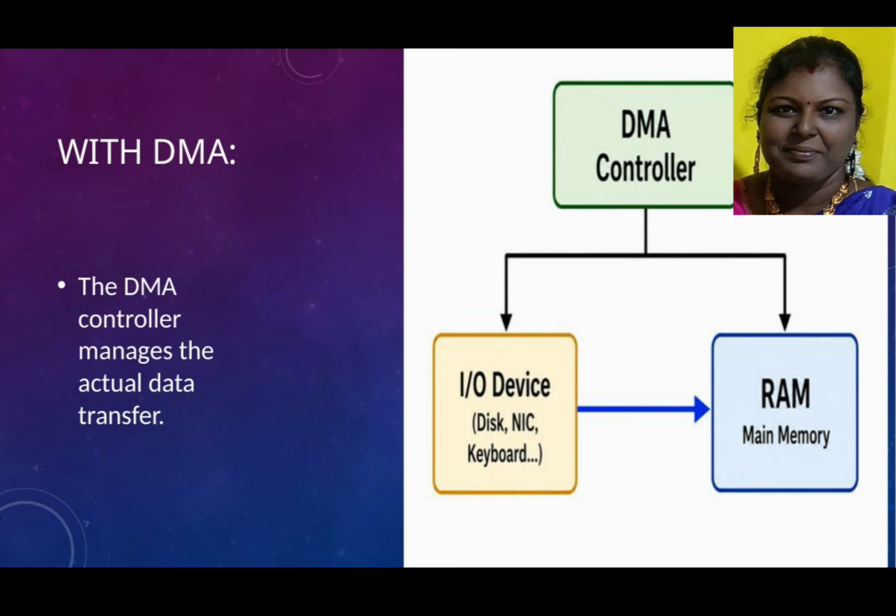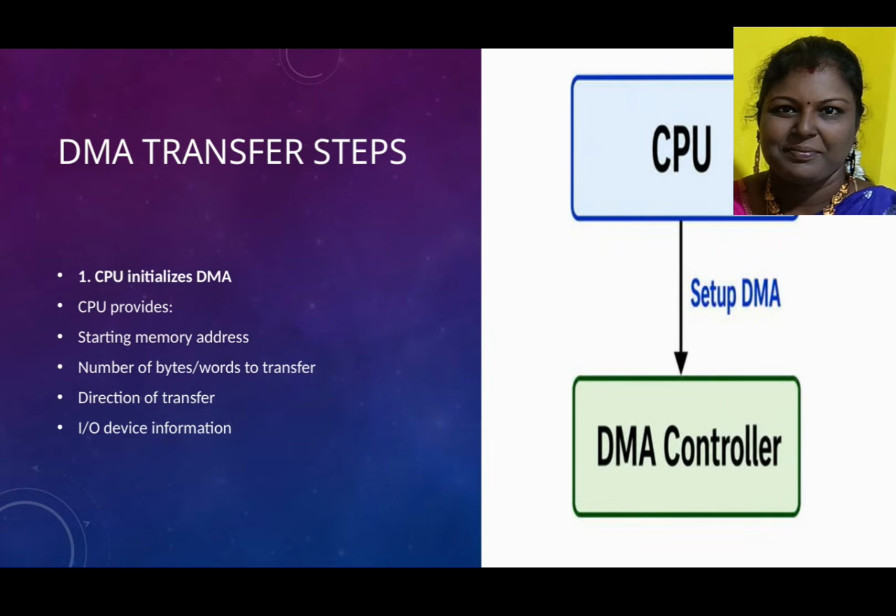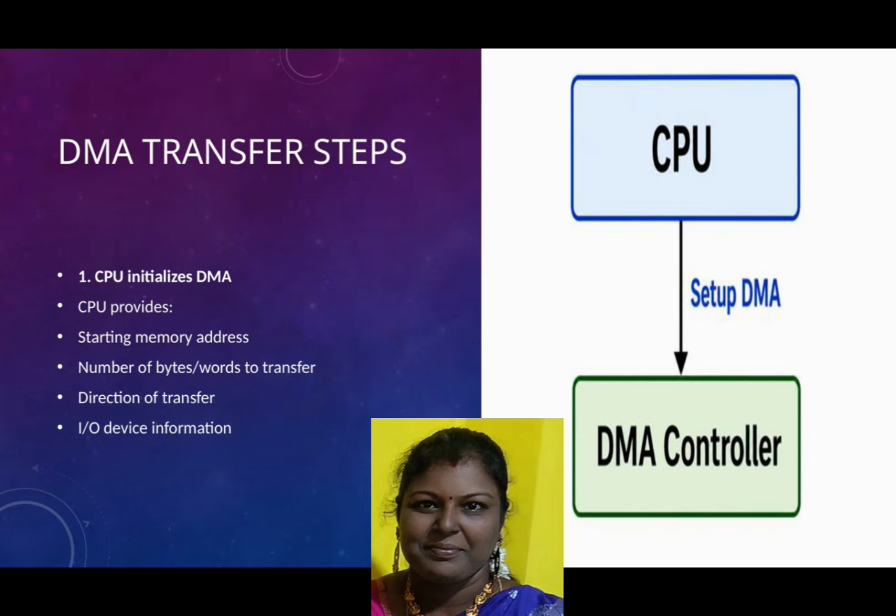Let's break down how the CPU kicks off a DMA transfer. First, the CPU sets the starting memory address, where the data will go or come from. Then, it tells the system how many bytes or words need to move. Next, it specifies the direction of the transfer, whether data is going to or from the device. Finally, it provides details about the I/O device involved. These steps set the stage for DMA to take over and handle the data movement efficiently.